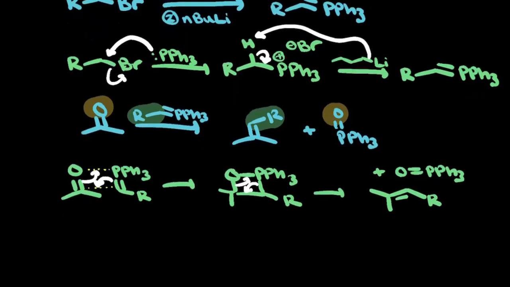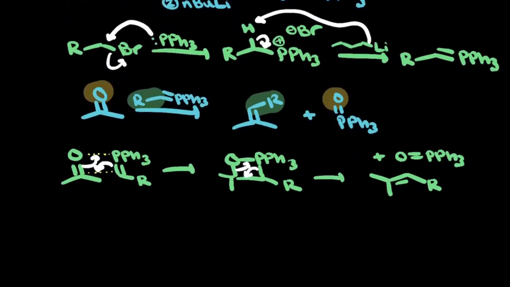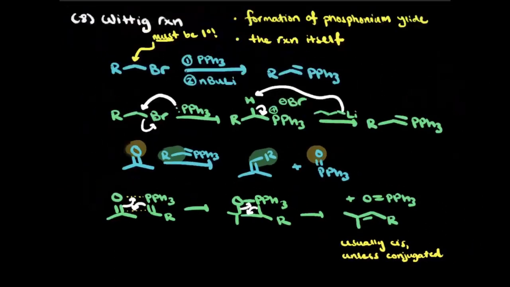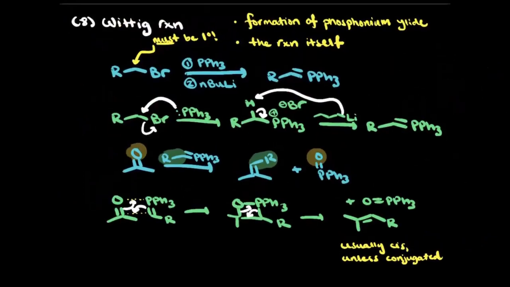Cool, and then I will also note that your product is usually cis unless it's conjugated. So if you have some conjugated groups or some bulky groups on there, then that will potentially favor the more stable product, okay? Otherwise, if you don't have that conjugation going on, like you saw in lecture, then it'll be cis rather than trans. Cool, that's the Wittig reaction.